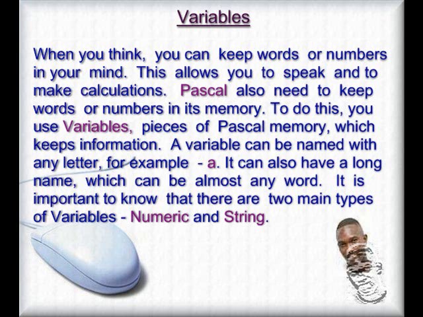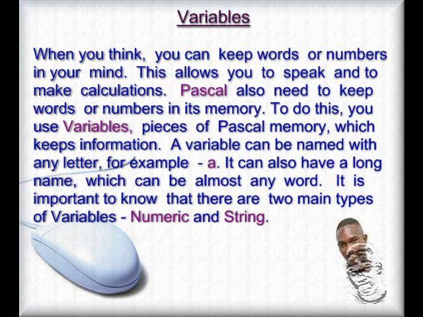When you think, you can keep words or numbers in your mind. This allows you to speak and to make calculations. Pascal also needs to keep words or numbers in its memory. To do this, you use variables, pieces of Pascal memory which keep information. A variable can be named with any letter, for example A. It can also have a long name, which can be almost any word.